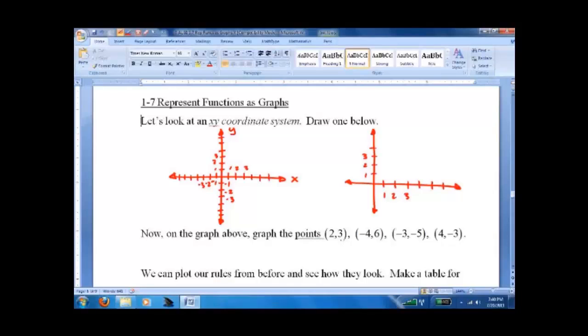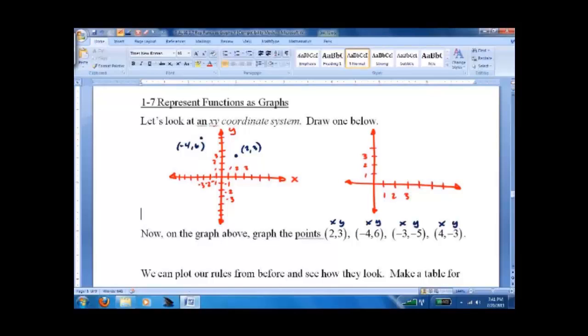Now the graph above, let's find some points. It always goes X, Y, X, Y. Easy to remember because it's alphabetical. So 2, 3: over 2, and then up 3. This is the point 2, 3. -4, 6: 1, 2, 3, 4, and up 1, 2, 3, 4, 5, 6. That's the point -4, 6.